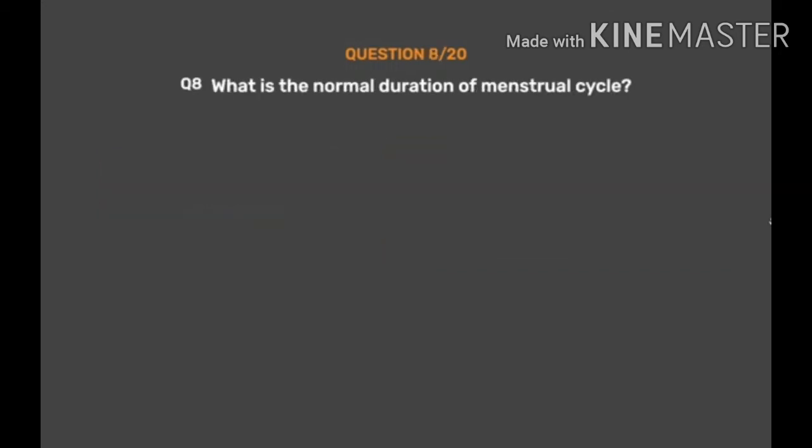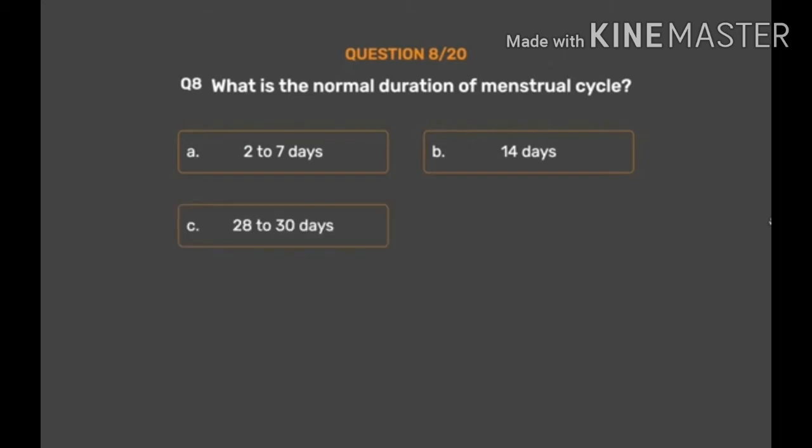Question number 8. What is the normal duration of the menstrual cycle? Option A, 2 to 7 days. Option B, 14 days. Option C, 28 to 30 days. Option D, 40 weeks.